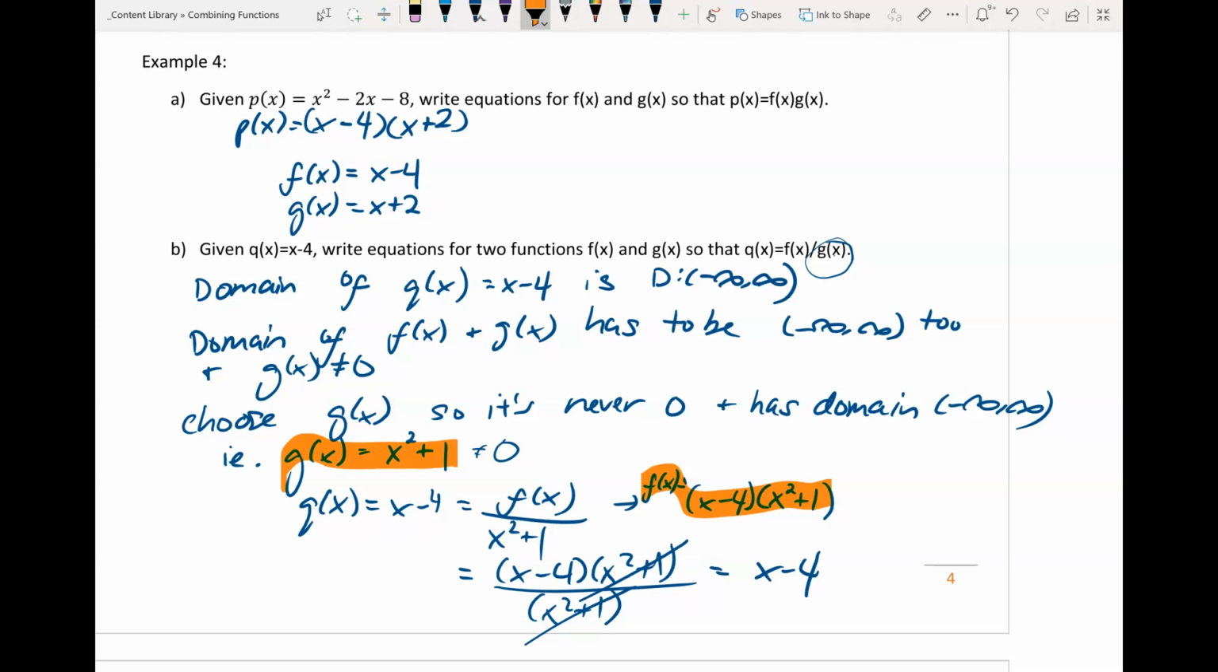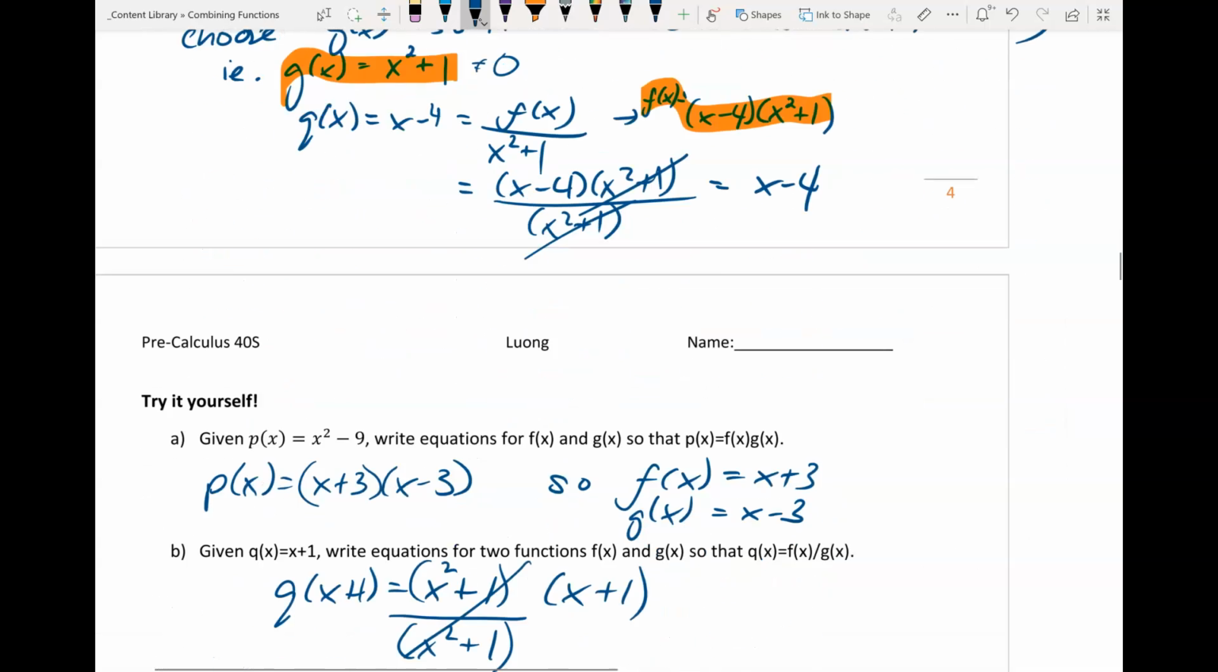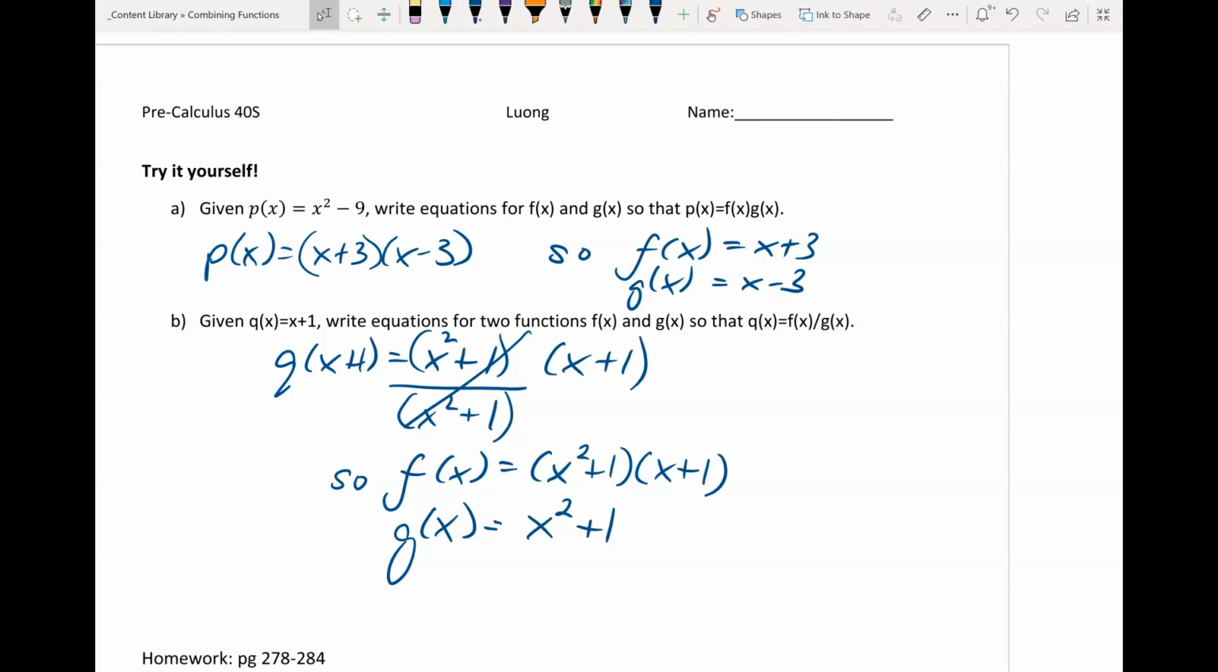Now I want you to try this on the next page, on that try it yourself. So for A, I want you to factor it and then find your f of x and g of x. And then in B, I want you to find your f of x and g of x, knowing that g of x has to be never 0 and needs to have the domain the same as your q of x. So go ahead and try that, and then when you're ready, press play. So here's the solution to that try it yourself.